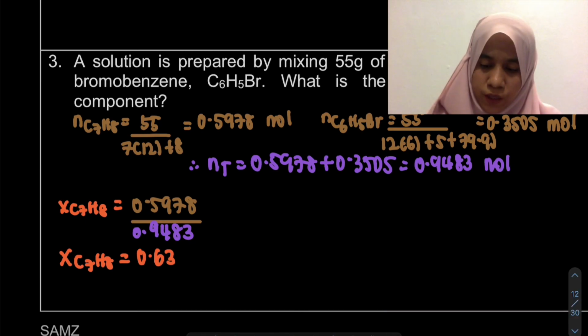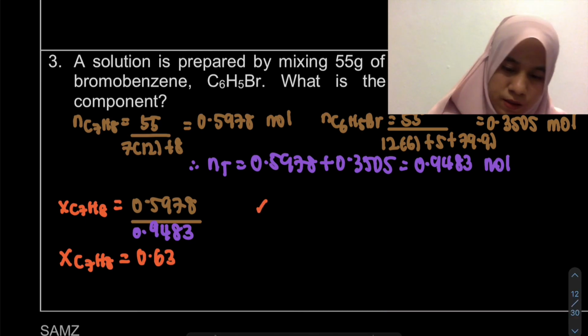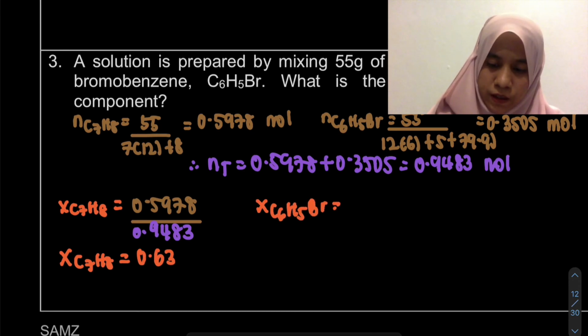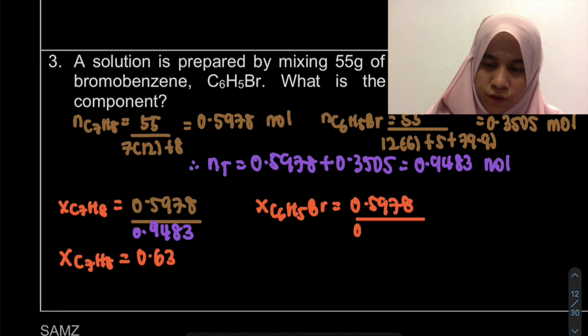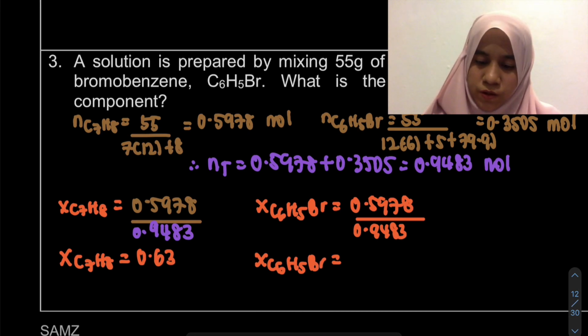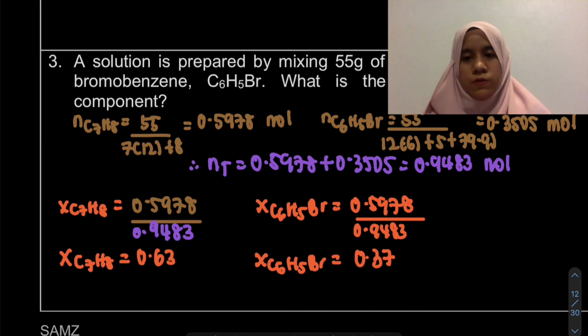So the second one, so kita buatlah X of C6H5Br. So yang ni Miss guna yang sama je lah. Divide by 0.9483. So we get the mole fraction is 0.37. So that's the final answer. So that's the way to do it.